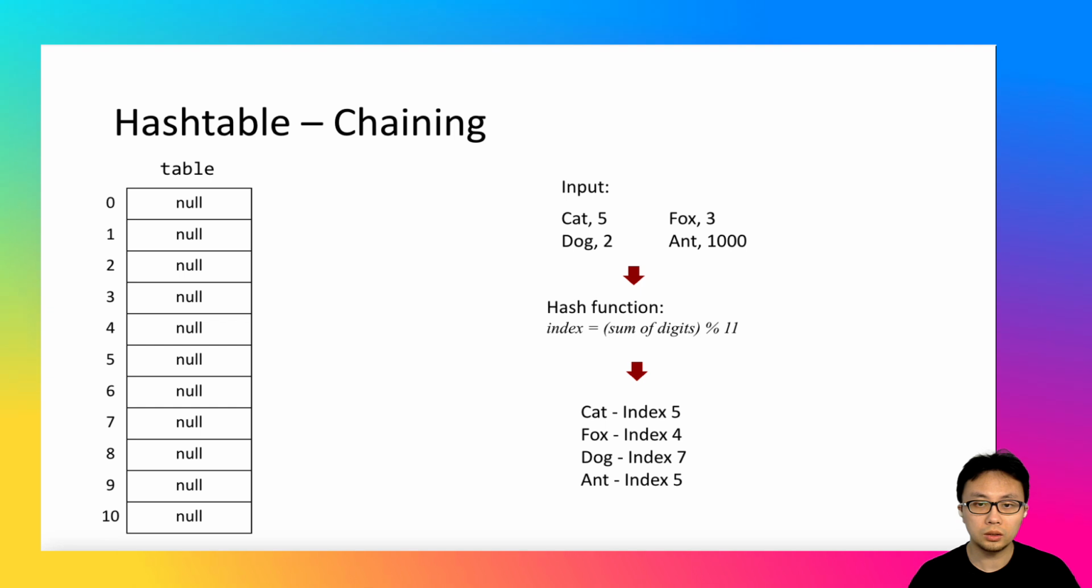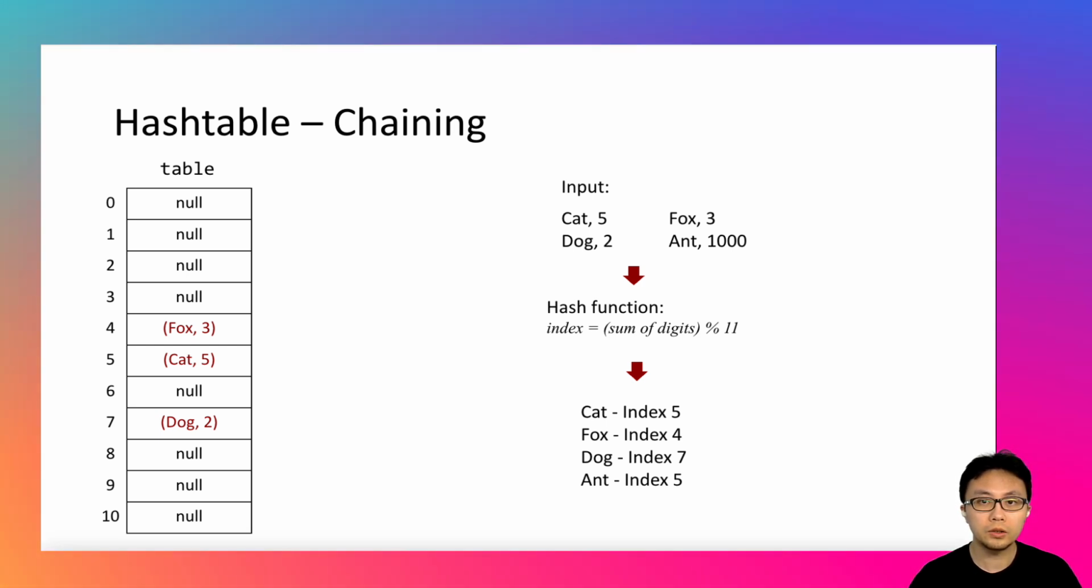It will be the first node of the linked list at index 5, like this. After that, you will insert the pair whose key is fox as the first node in the linked list at index 4, like this. After that, you will insert the pair whose key is dog as the first node of the linked list at index 7, like this.